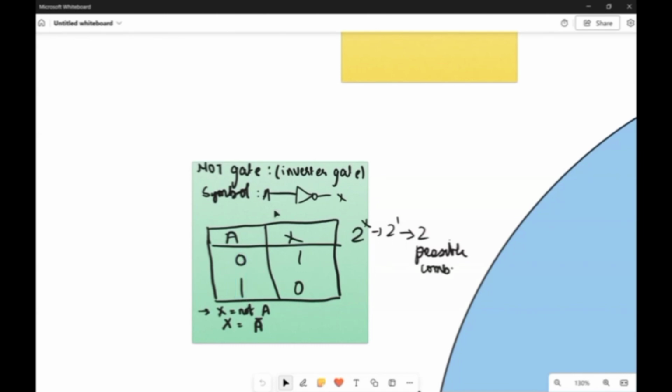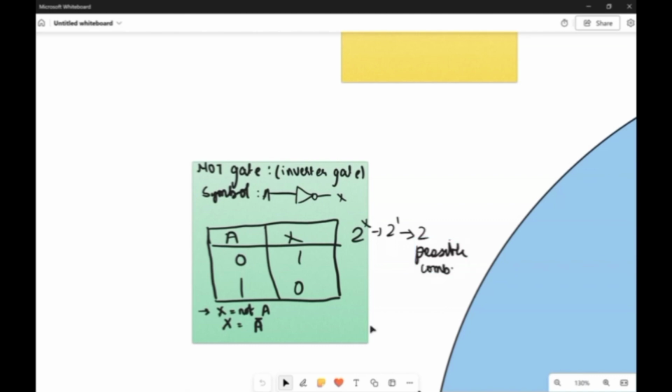So what the NOT gate does is it inverts your input. If your input is 1, the NOT gate would make it a 0. But if your input is 0, it would make it a 1. Since only one input is taken, 2 power 1, that is 2 possible combinations, are possible.